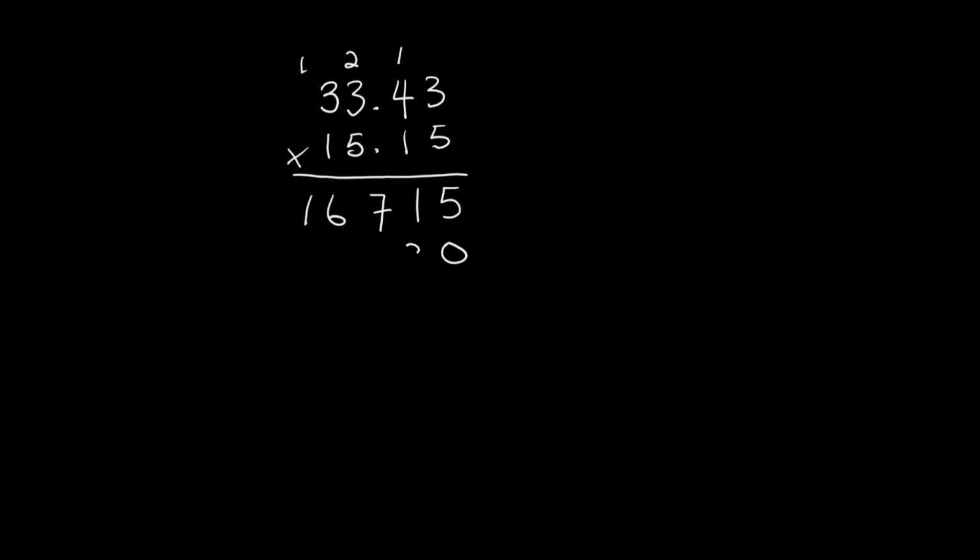1 times 3 would be 3. 1 times 4 would be 4. 1 times 3 would be 3. And 1 times 3, 3. And so we add 2 more zeros as we're skipping a line.